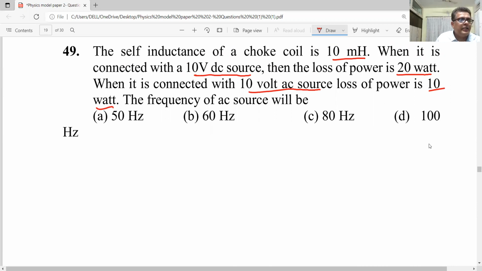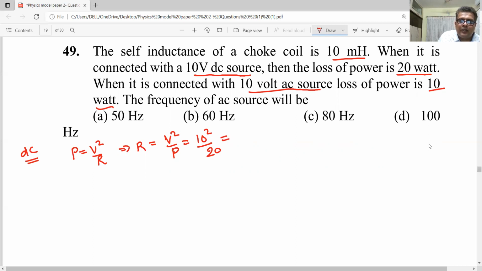Okay, let us see now how this problem can be done easily. Let us see what happens with DC. With DC, power P is equal to V square by R. So R is equal to V square by P, which is 10 square divided by the power, 20 watt. So 100 by 20 is nothing but 5 ohm. So we get the value of resistance, which is 5 ohm.